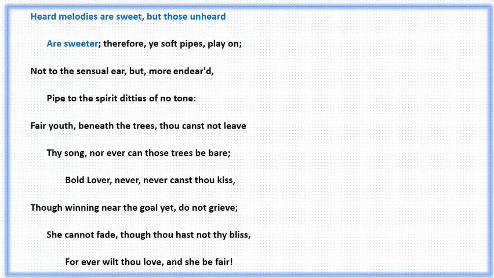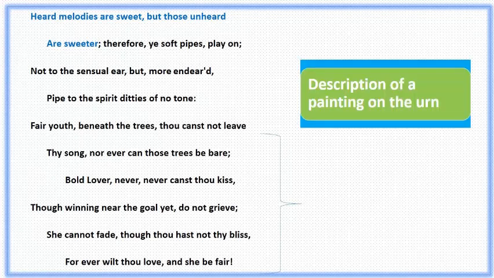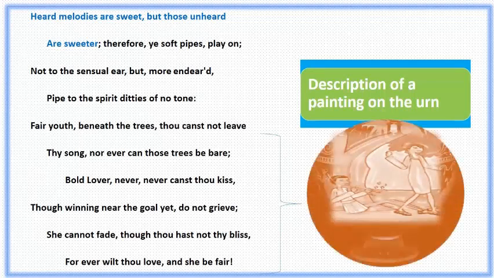In the second stanza, Keats then focuses on a painting that depicts two young lovers. The lover under the tree is playing a song for his maiden. Again, I have used the painting to make the understanding easy. Well, how is the song?